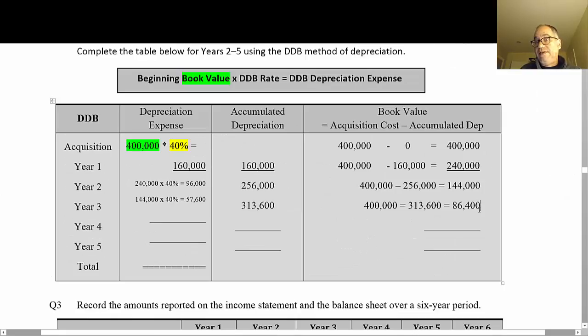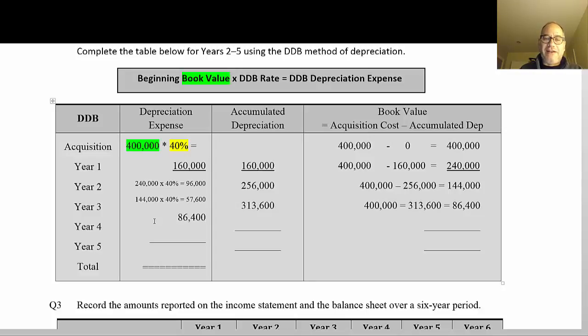Look how the value of this asset is dropping. It's dropping more than $70,000 a year, but now that's slowing down. Remember that straight line was $70,000 a year. The first year we took a whopping $160,000, then $96,000. Now the amounts we're taking are much lower than $70,000. Year 3 is only $57,600. Year 4 is going to be based on $86,400, because remember that is the beginning book value, and you do the rest. Pause the video and fill out the rest of this line.